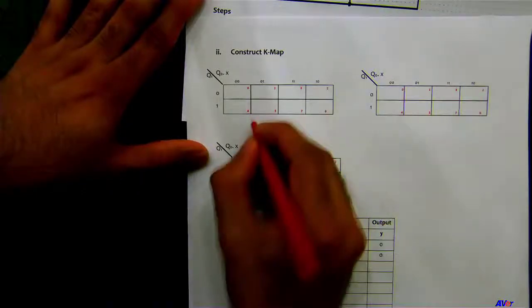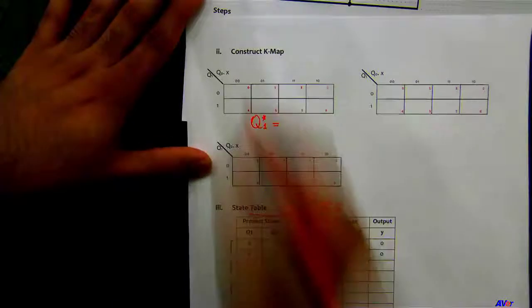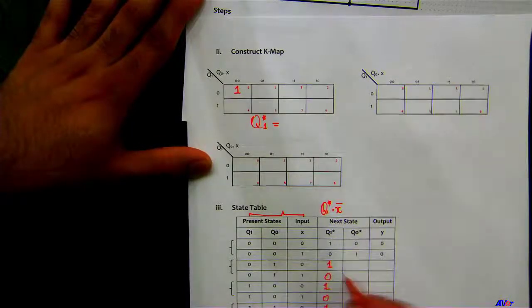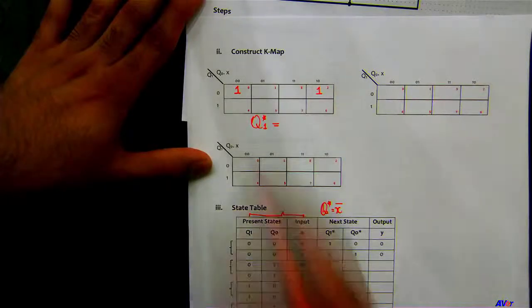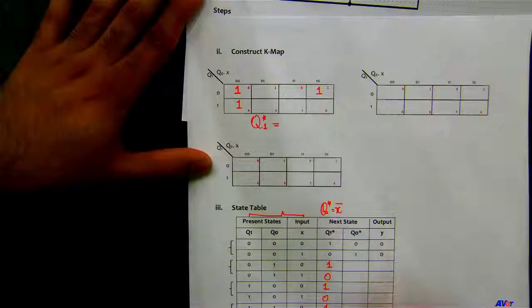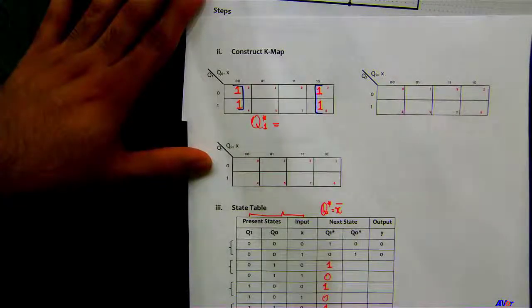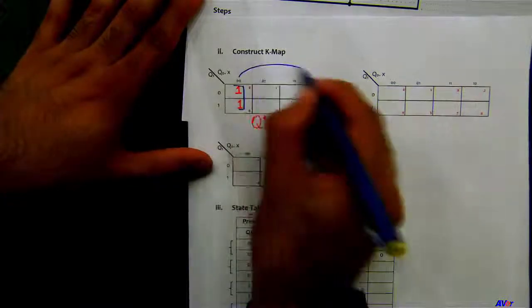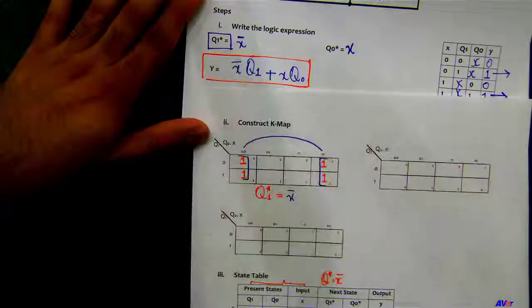Okay? So, if you do a K map for Q1 asterisk, then you look for minterms. 0 is 1, 2 is 1, 4 is 1, and then 6 is 1. Okay? So we make this group right here. And then what's the common here? It's X bar, right? And that is what we had over here also. Okay?